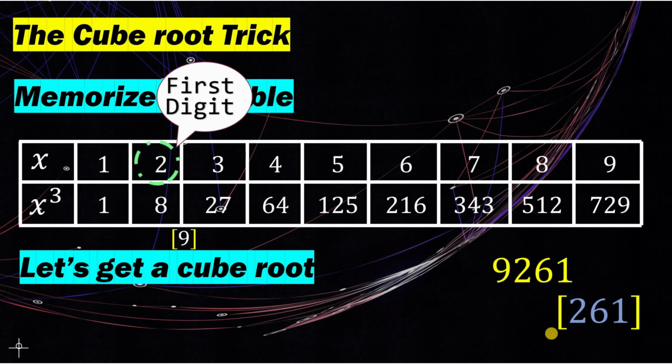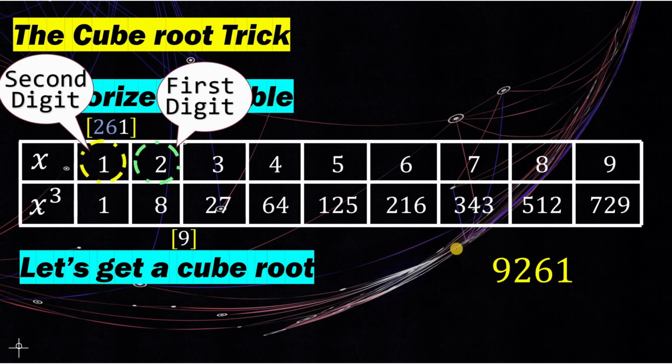Now, how about the second digit? Let's use the last three digits of the number, 261. Now, the last digit, take note, is 1. Notice that the only cube that ends in 1 is 1. So let's choose the 1, and that 1 must be our second digit. Therefore, the cube root of 9,261 must be equal to 21. And that is the answer.